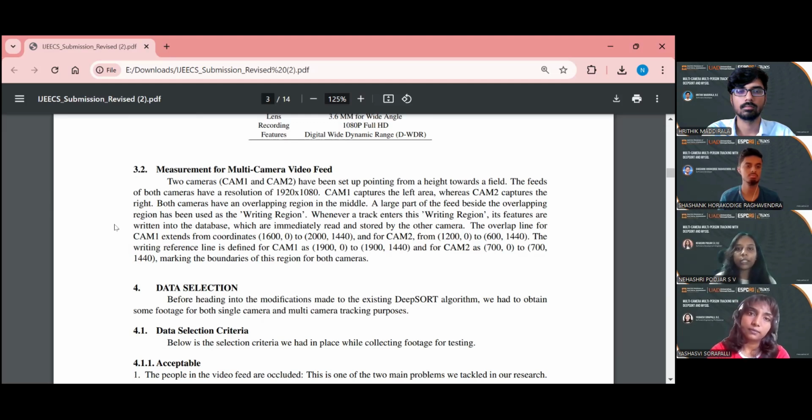Both cameras were capturing at a resolution of 1920 by 1080. Cam 1 captured the left area, whereas Cam 2 captured the right area. Between both of these capturing fields, there was an overlapping region. A large part of the feed beside this overlapping region was considered the writing region. Whenever a track entered the writing region, its features were written into the database, which was immediately read and stored by the other camera. The coordinates for the overlapping line and the writing region are mentioned in the paper.